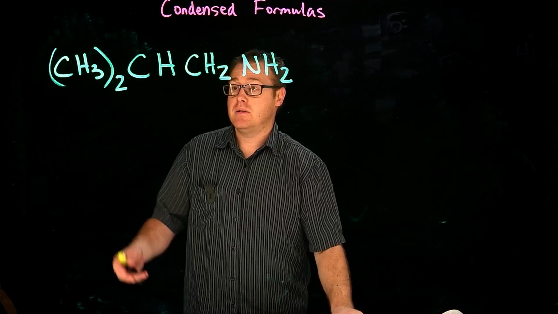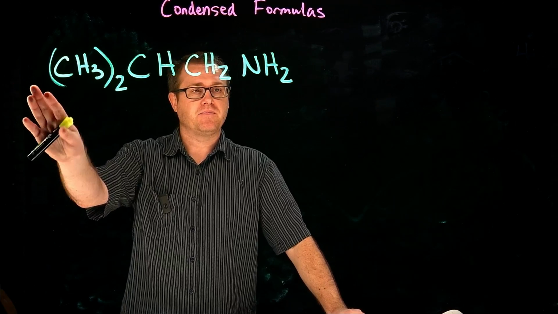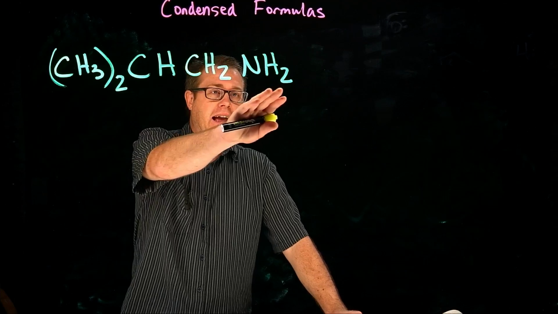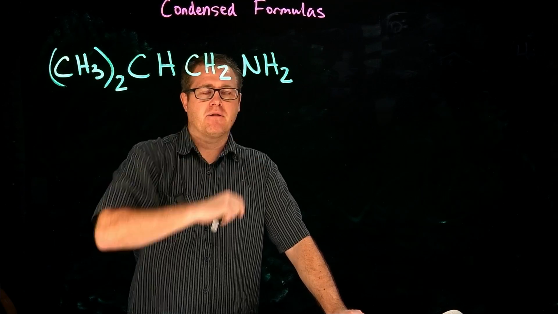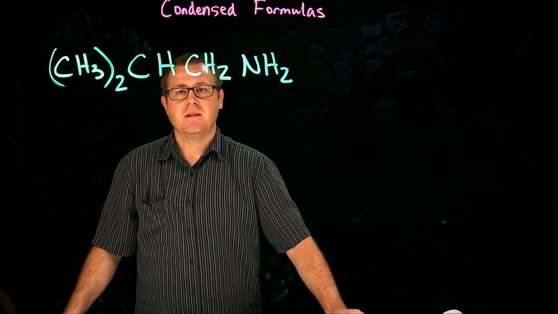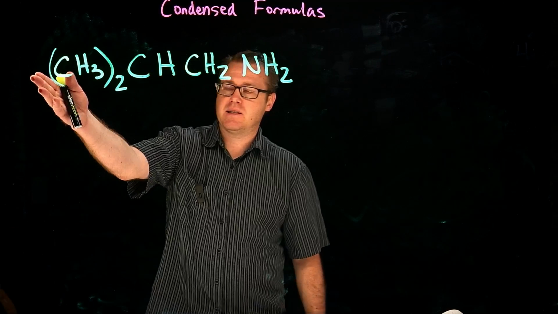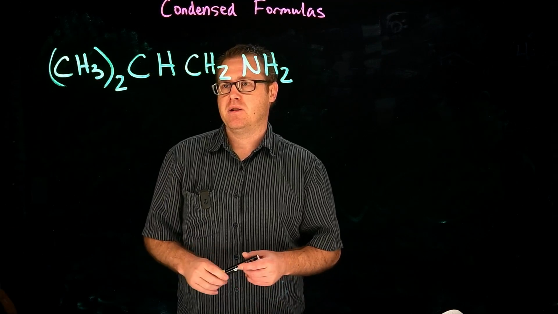Now in this one, we have a parentheses on the other side of the molecule, and we have a nitrogen heteroatom. So this looks like an amine. Now, how do you approach taking this condensed formula and drawing it into the Lewis structure?